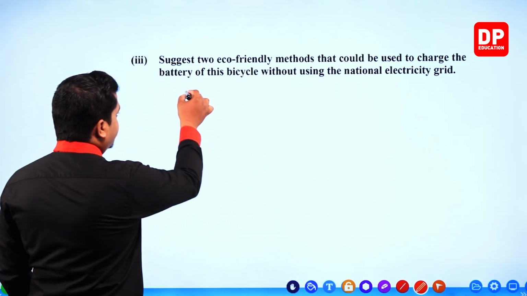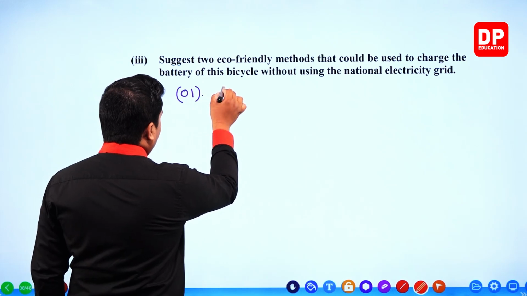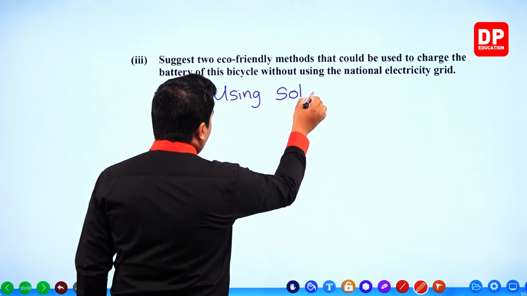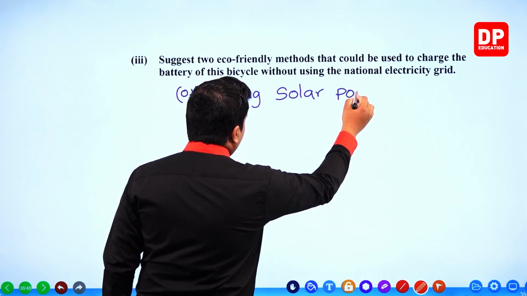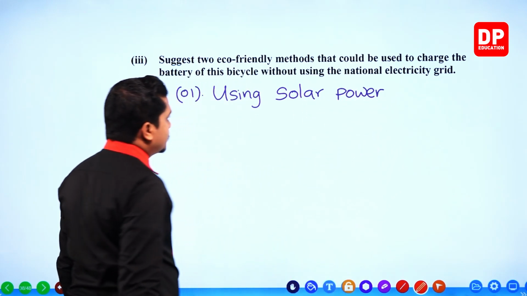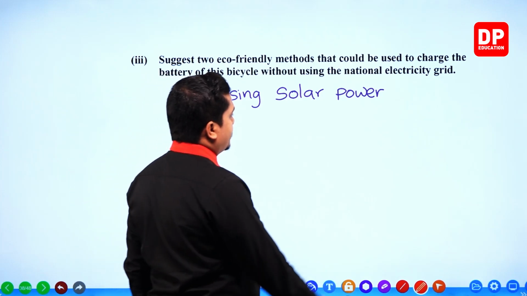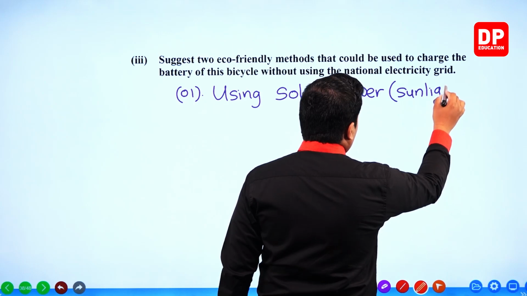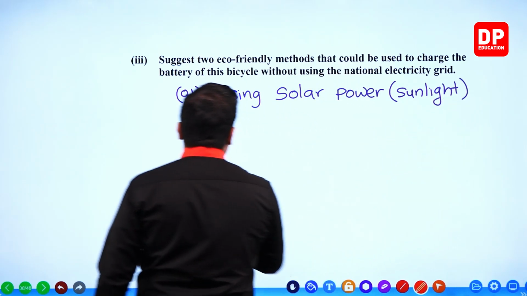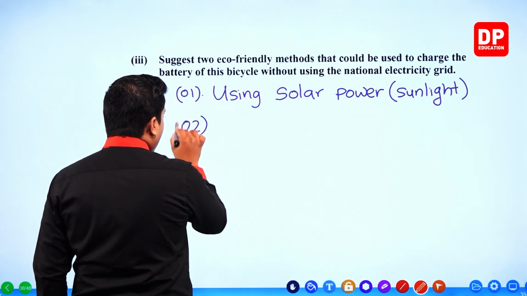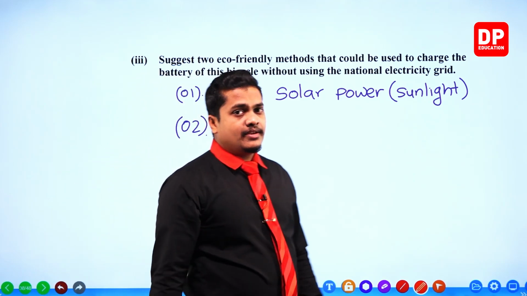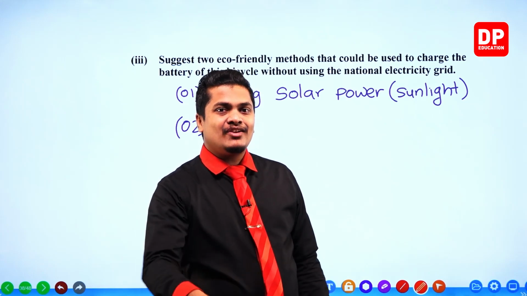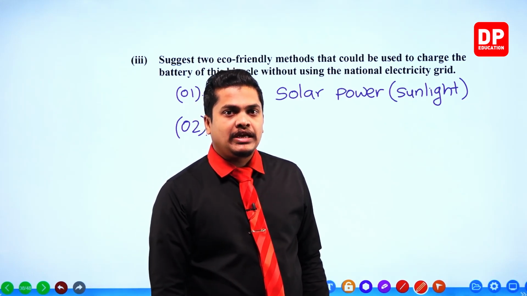Then number 1, using solar power, within brackets, sunlight. Or else, my dear children, you can use wind also. But however, rather than that one, you know that when the bicycle is moving, then that kinetic energy can also be used to recharge the battery.